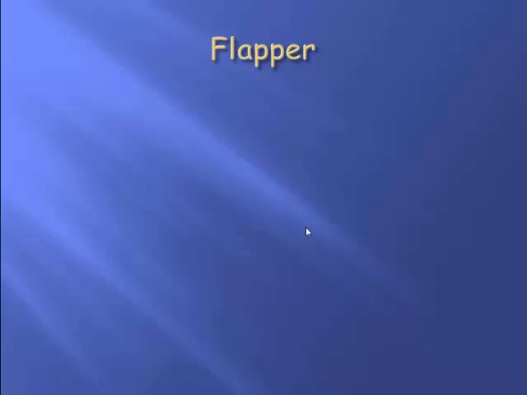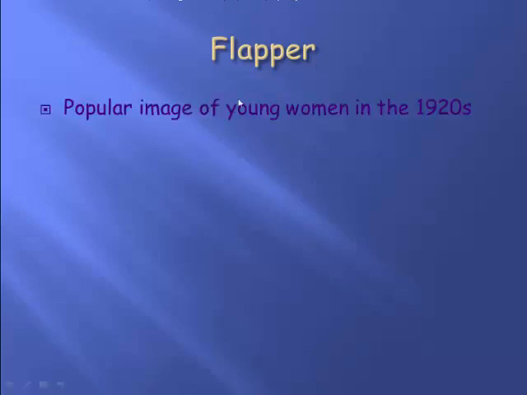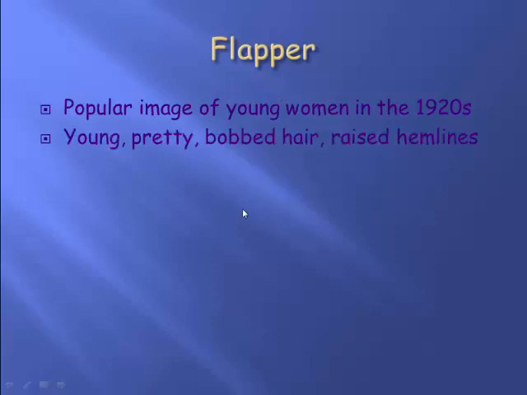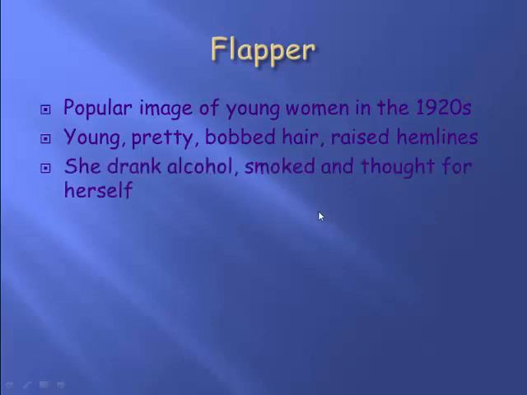We mentioned earlier changing cultural values. Well, nothing changed more in the 1920s than the ladies. The ladies in the 1920s, we're going to call flappers. Usually the younger women were dressing and acting like this. It wouldn't be the older women. They were young, very pretty. They had a shorter haircut, referred to as a bobbed haircut. Raised hemlines with their skirts, so they were wearing shorter skirts.